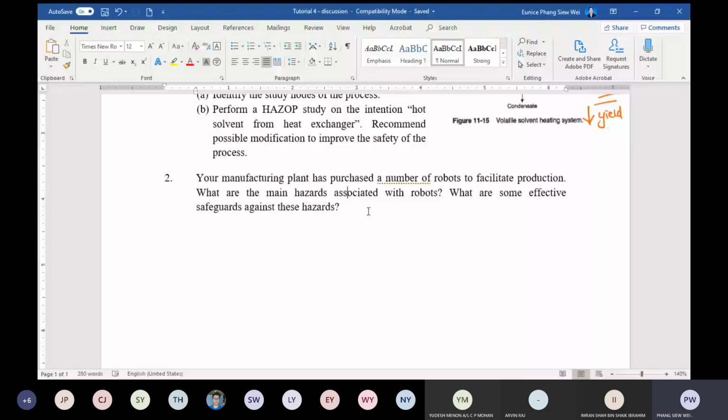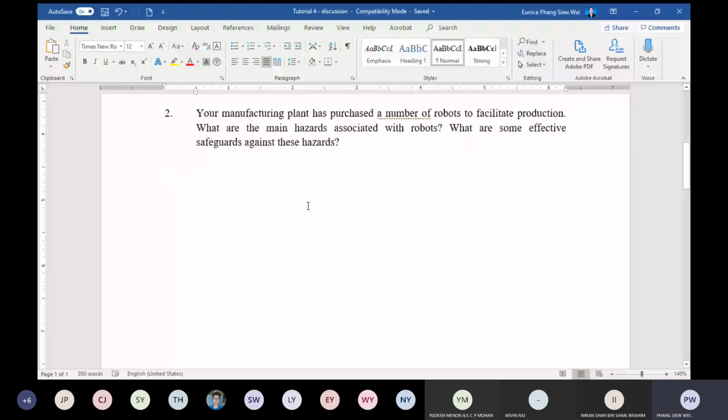I need you to unmute yourself to tell me what the potential hazards are. Come on, guys and girls. They go out of sync and bang into each other or something. Okay, so accidents occurred. What else?